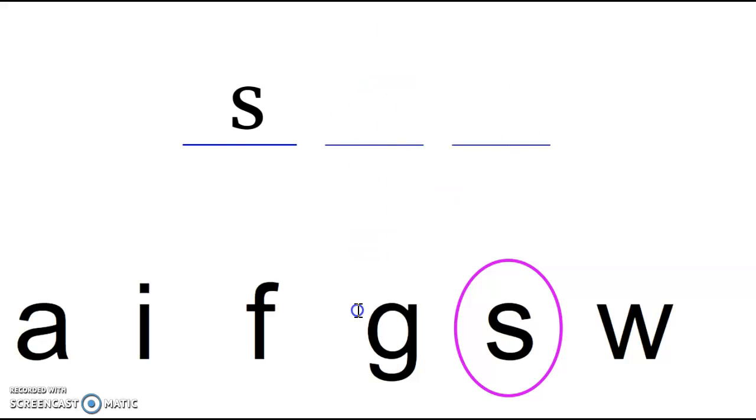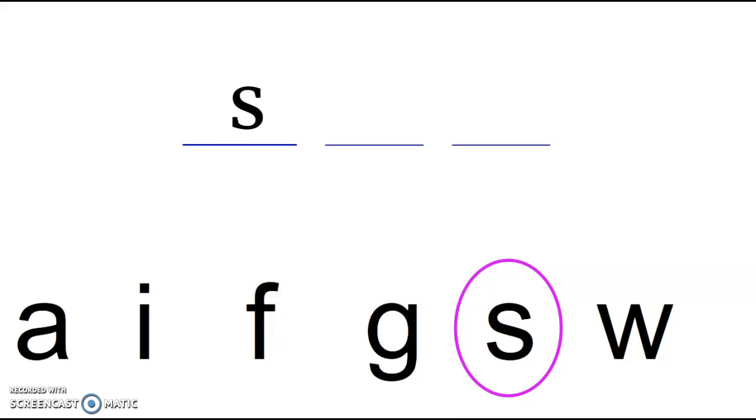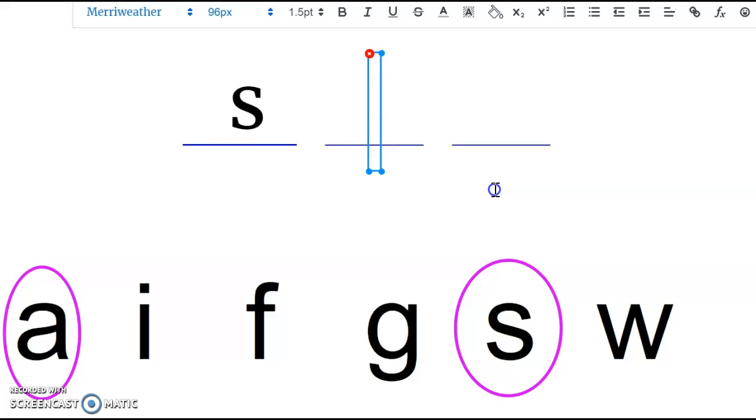Our second letter makes the A sound. A. Which letter makes the A sound? Can you point to it? Or even say it out loud? If you chose letter A, you are correct. Letter A is the second letter of our word.